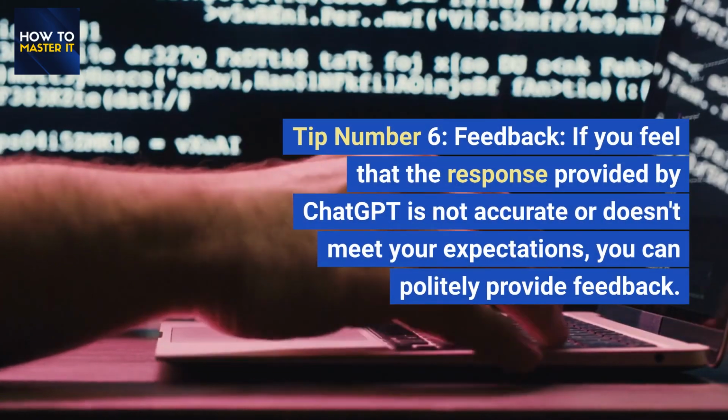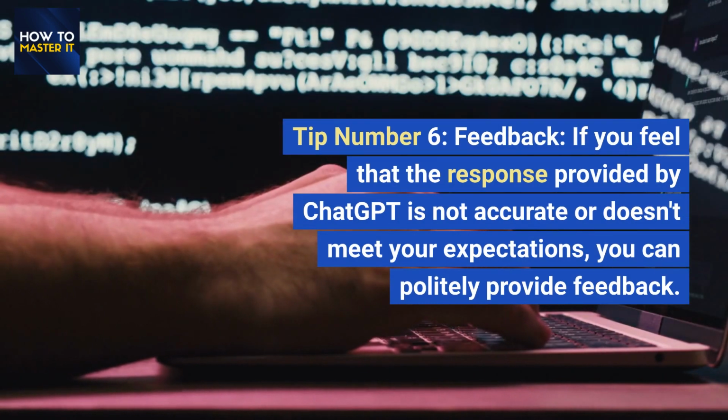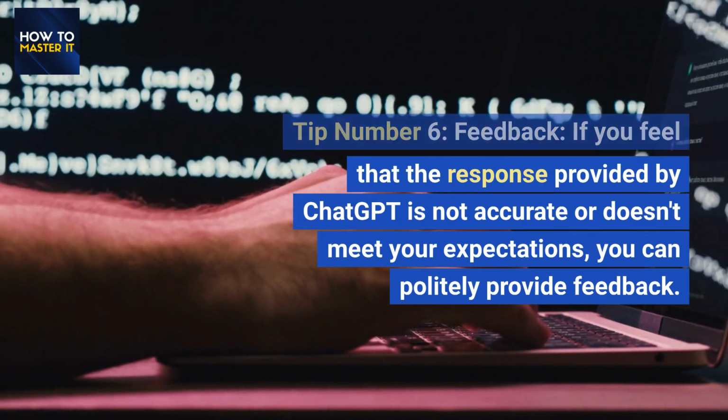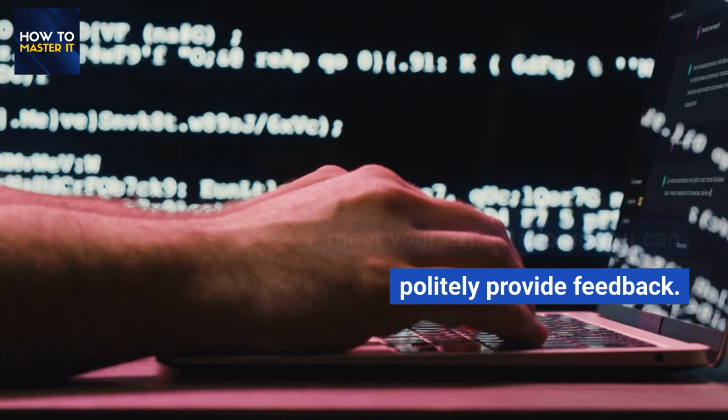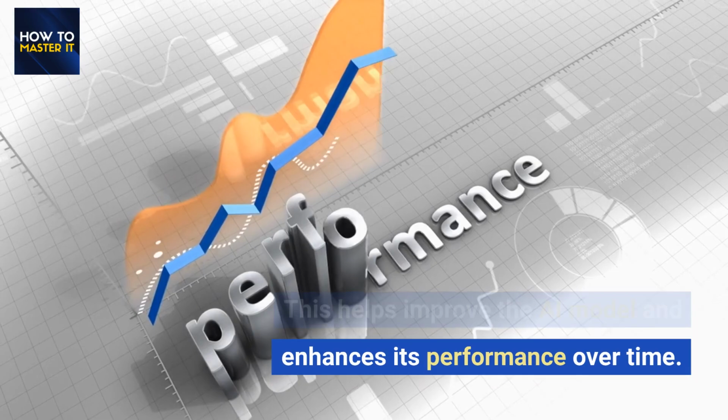Tip number 6. Feedback. If you feel that the response provided by ChatGPT is not accurate or doesn't meet your expectations, you can politely provide feedback. This helps improve the AI model and enhances its performance over time.